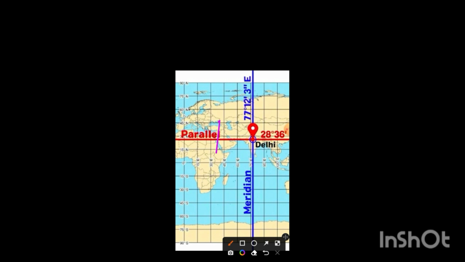So the important thing to understand is that whenever someone asks you the location of Delhi, Mumbai, anything, you need to give two figures. One is the figure of the parallel and the other is the figure of the meridian.